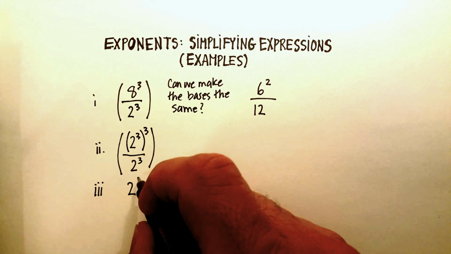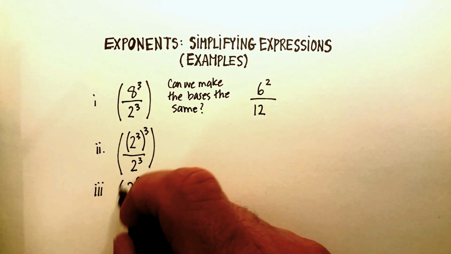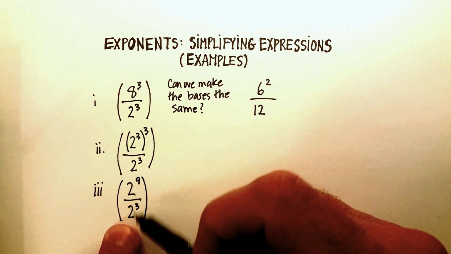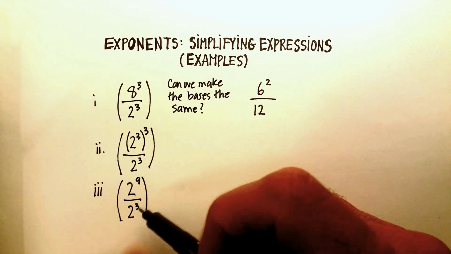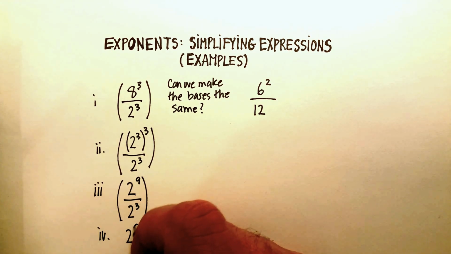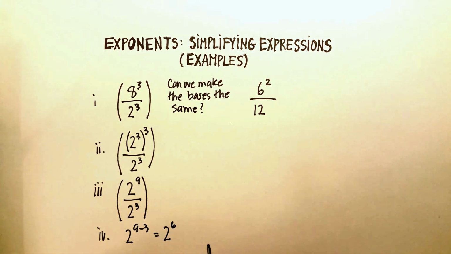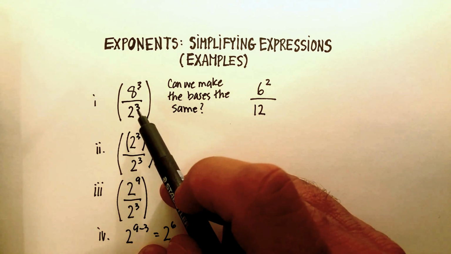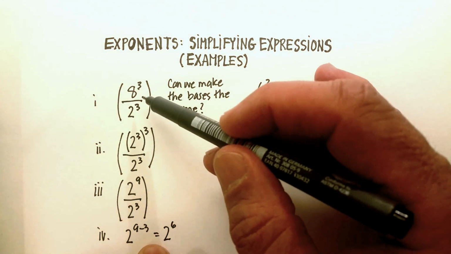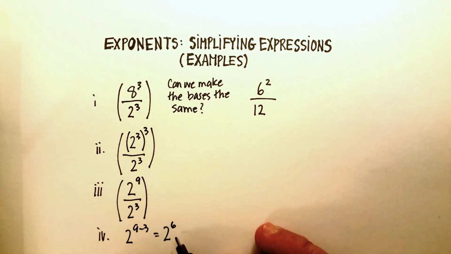So now look what I've got. I've got 2 to the 9th divided by 2 cubed. And now my bases are the same, which means I can subtract the exponents. My final answer here will be 9 minus 3, or 2 to the 6th. And that would be the final answer for this particular simplification. Now, again, we're not solving the problem, we're just simplifying this particular expression, okay? So there was one example of how to do that.